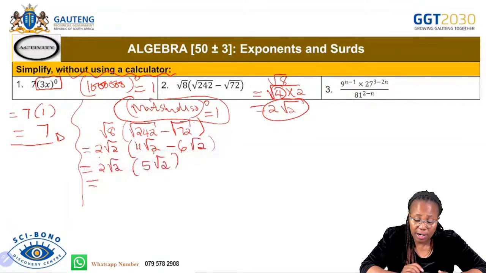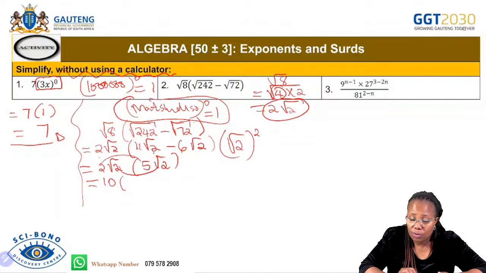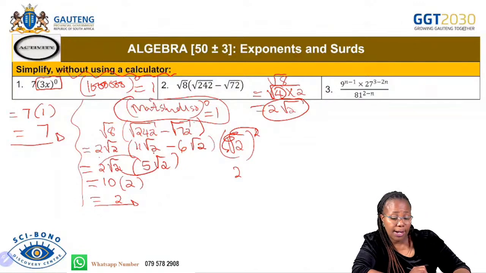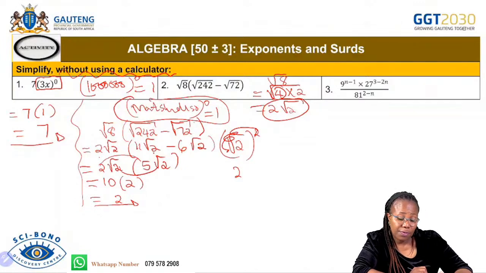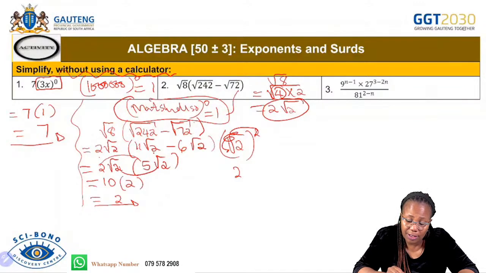And then now we can multiply, because there's a bracket there, that is 2 times 5, which is 10. And the square root of 2 times the square root of 2 is the same as square root of 2 squared. So now the 2 will cancel the root sign, we are left with only 2. So that means this will give us a 2. 10 times 2 is 20. Okay, so that is how you simplify that one. Moving on to number 3.